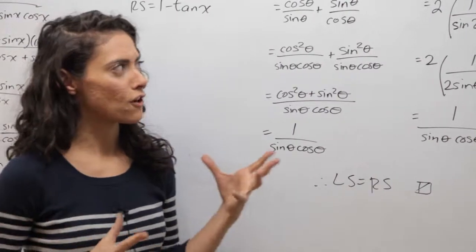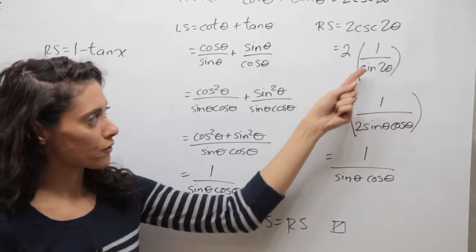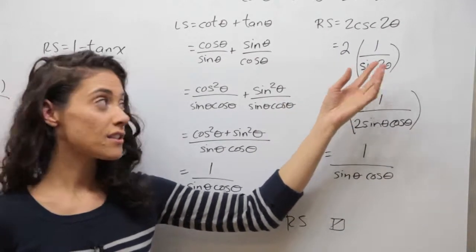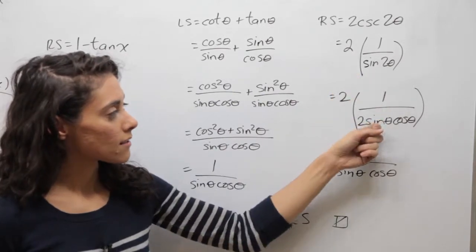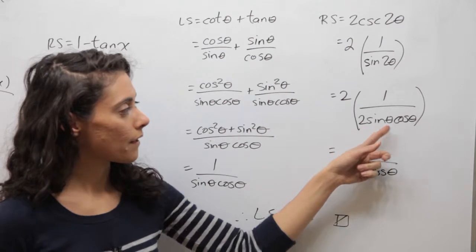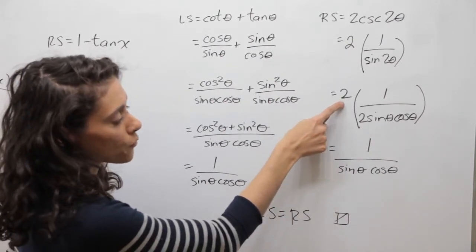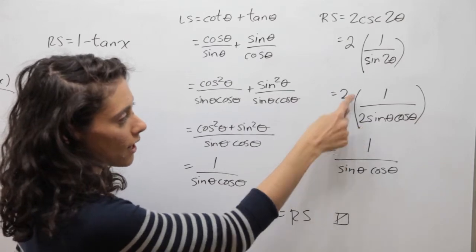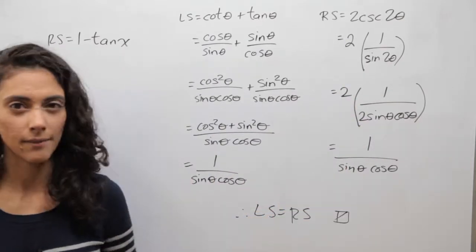So let's see where we left off on the right-hand side. We were here, 2 times 1 over sine 2 theta. Whenever you see 2 theta, 2x, that's double angle. I replaced this with my double angle formula. Sine of 2 theta is 2 sine theta cos theta. And now notice I have a 2 up here in the numerator and a 2 in the denominator. I've canceled them. There we have it. Left side equals right side. It's proven.